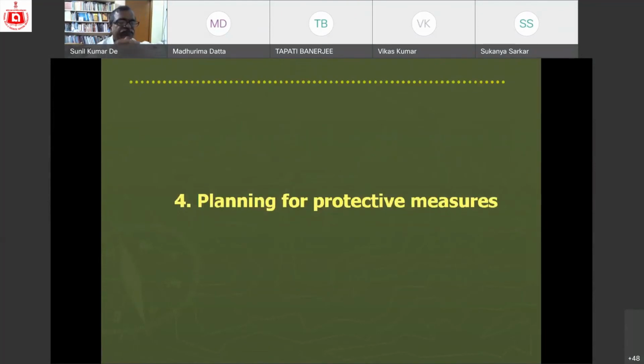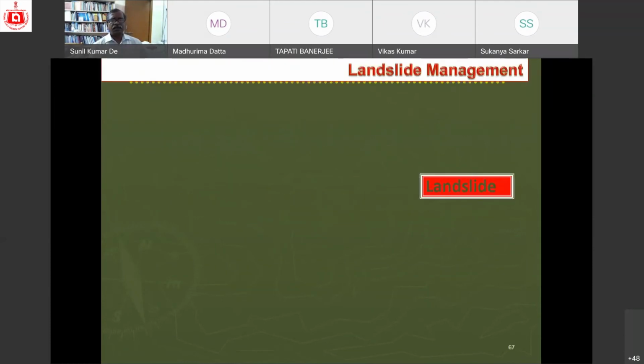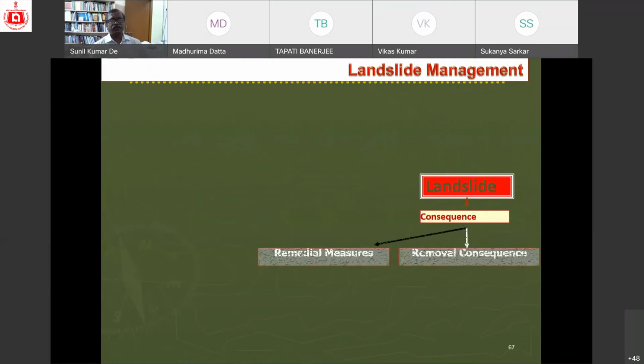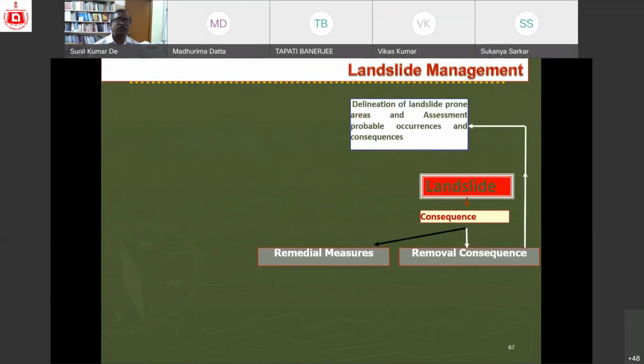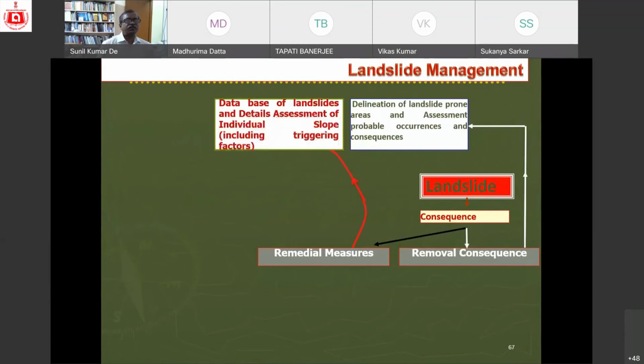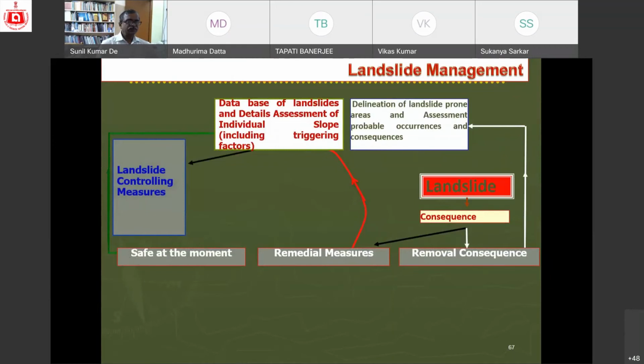And lastly, it is planning for protective measures. I will take only 5-6 minutes more. This is also from the Tripura side. For landslide, we need to collect the database for managing consequence, remedial measures and removal consequences. Firstly, we need to prepare landslide prone areas. This is susceptibility. Then database of landslide details, assessment of individual slope. Then landslide controlling measure. Then shape up the movement, which areas.